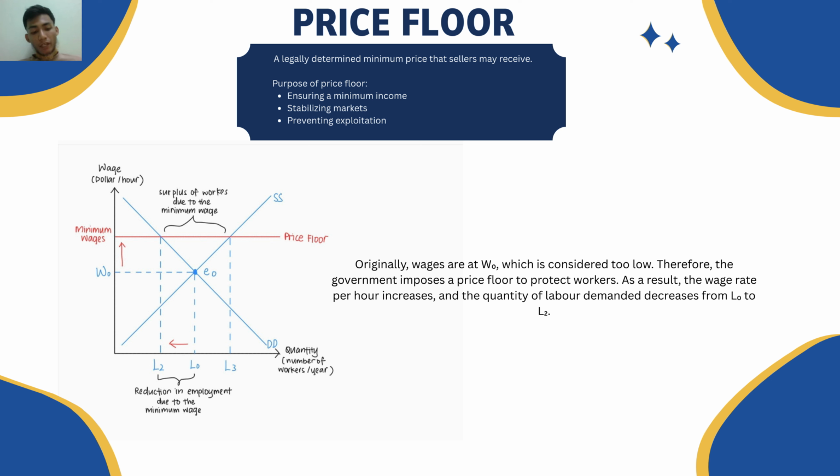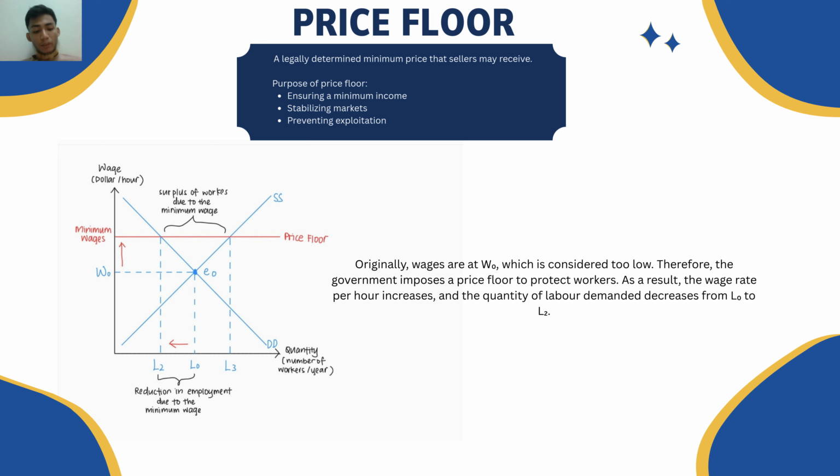In the labor market, wages are originally at W0, which is considered too low. Therefore, the government introduced a price floor in the form of a minimum wage to protect workers. When the minimum wage is imposed, the wage rate increases.